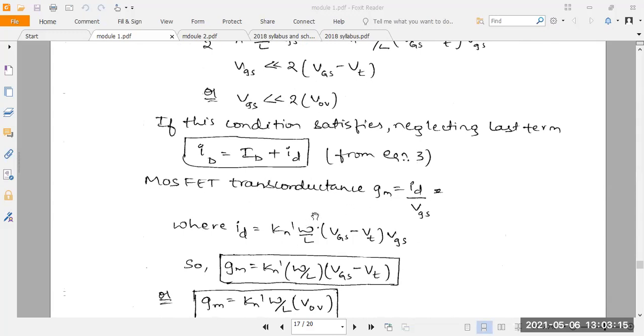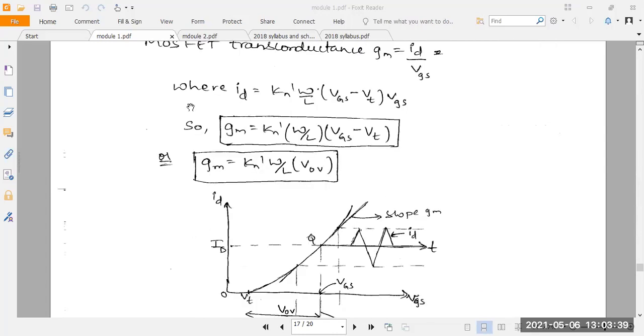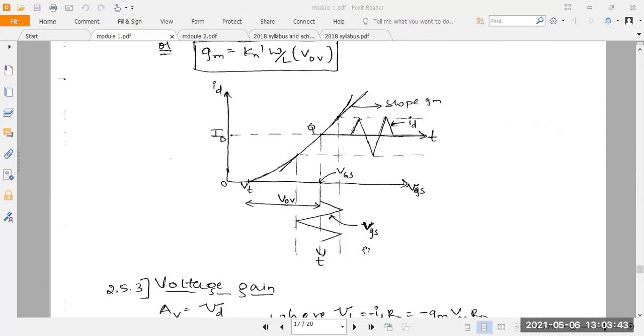So you take the ID current, that is the drain current, for the AC component. You take the AC component of the drain current, that is Kn dash W by L times (VGS minus VT) into vgs. Then arrange the equation in the form ID divided by vgs, and you get gm. gm is Kn dash W by L into (VGS minus VT). This is the transconductance equation gm. Understood?